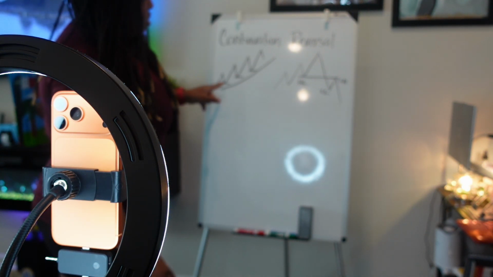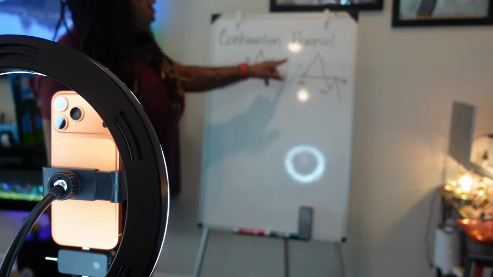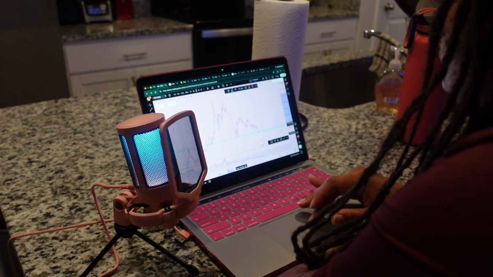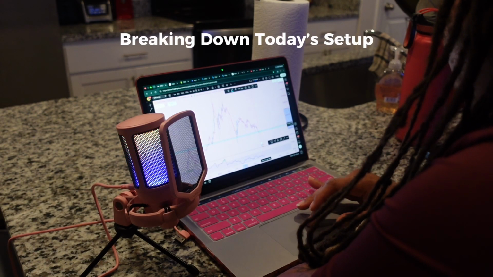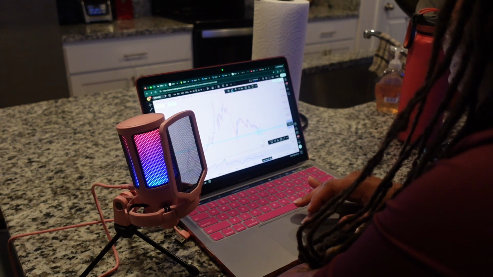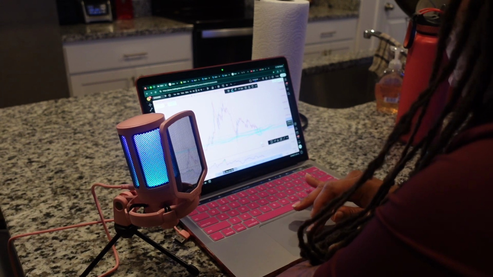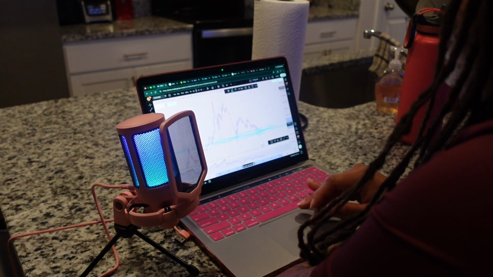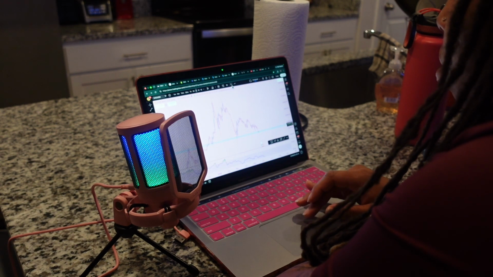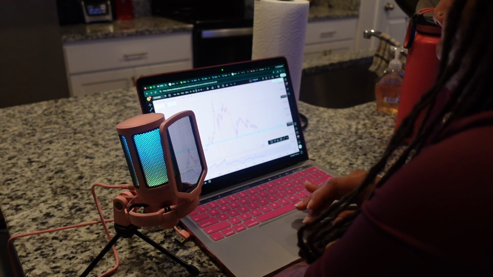Continuation, uptrend, higher lows don't get broken. Reversals, there's a break of structure. Here, we pushed up. Now we're here again. We're here at this area where it's support. This is the floor. Every time we get on the floor, we do what? We go up. So, I'm keeping that in mind.